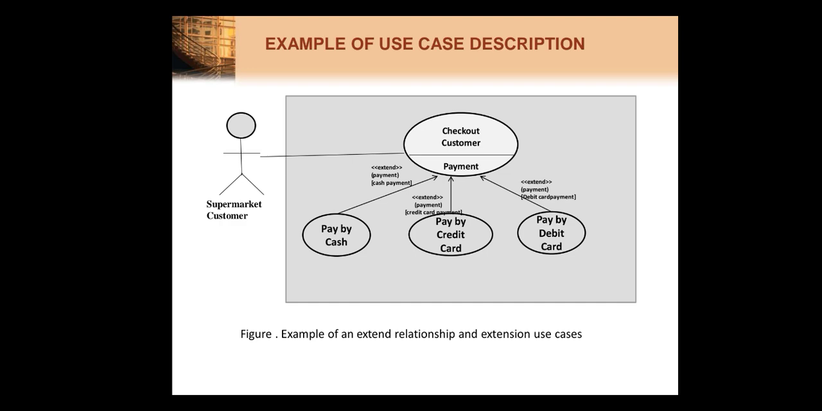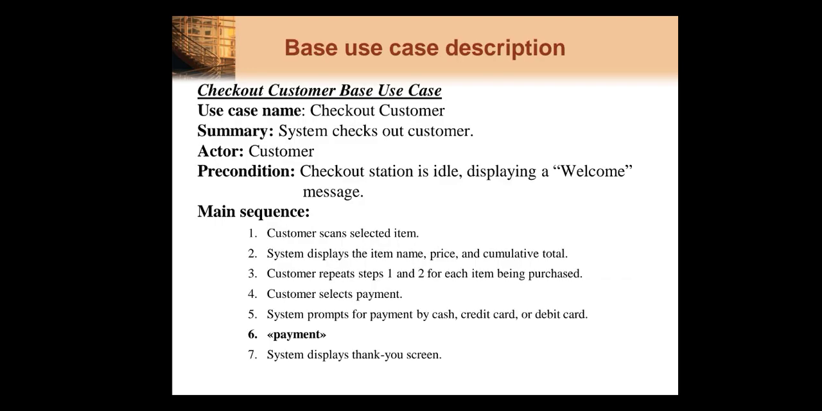Now we will see how to describe the extend relationship. The base use case description is written the same way you describe a normal use case. In this case our base use case is Checkout Customer. So the use case name is Checkout Customer. Summary: the system checks out the customer. He wants to check how many items the user is purchasing.